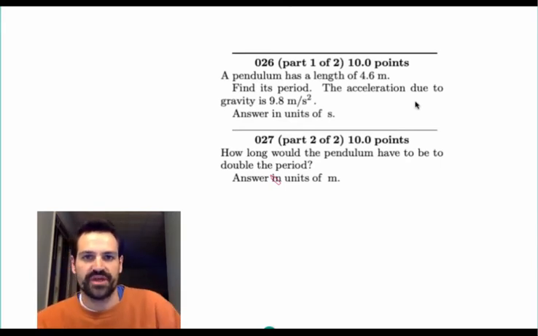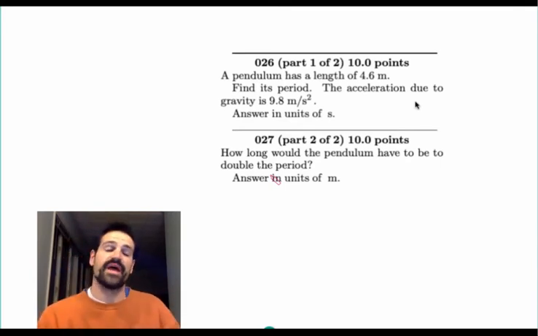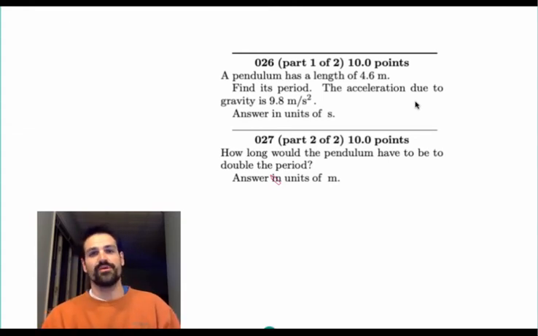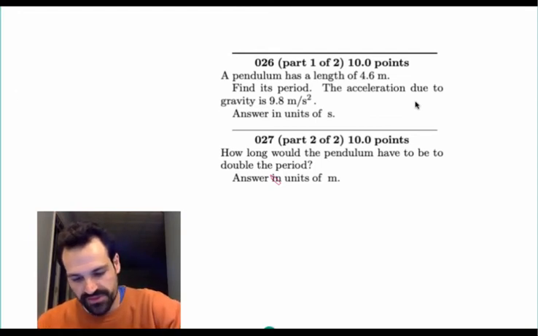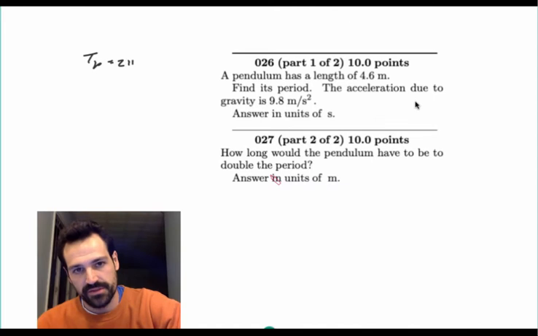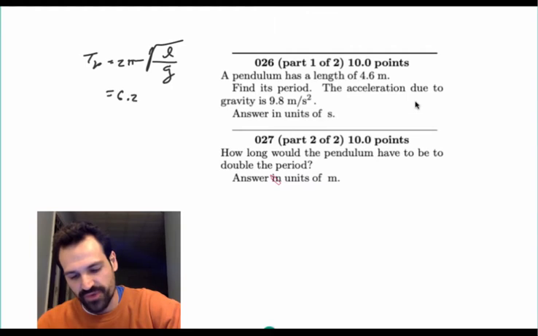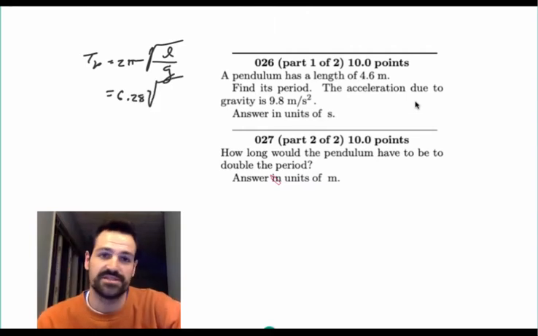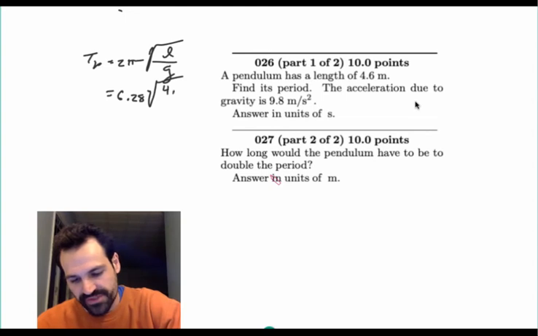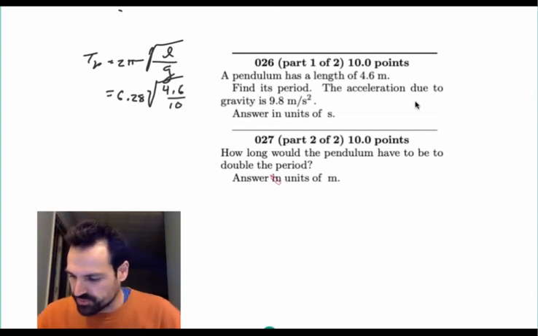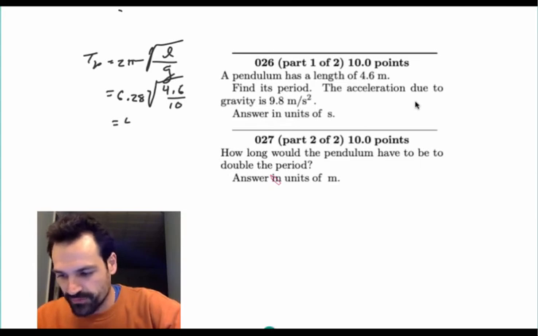All right, a pendulum has a length of 4.6 meters. Find its period. And that question should tell you all you need to know about periods of pendulums. Length is the only thing that matters. So the period of a pendulum is 2 pi times the square root of length over gravity. We know 2 pi is 6.28. Yes, that is rounded. I don't care. It usually doesn't matter. 4.6 over 10, so 0.46. Take the square root of that and multiply it by 2 pi. And you're going to get 4.3-ish seconds.